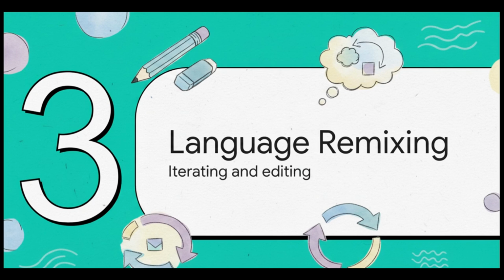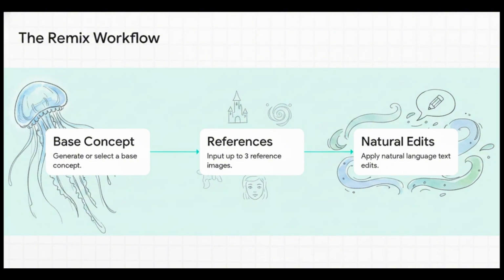Section 3. Natural language remixing. Now, let's talk about moving way beyond that first draft. Because let's be real, your first generation is almost never your final product, right? The remix workflow makes iterating a total breeze. Step 1, you just generate or select your base concept. Step 2, you can input up to 3 reference images to ground the AI's understanding. And step 3, you just apply natural language edits.